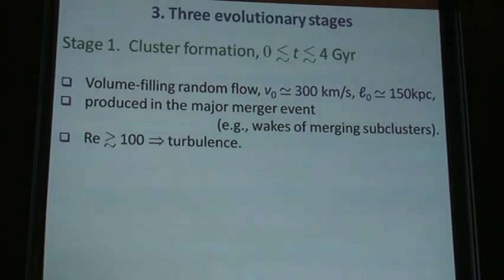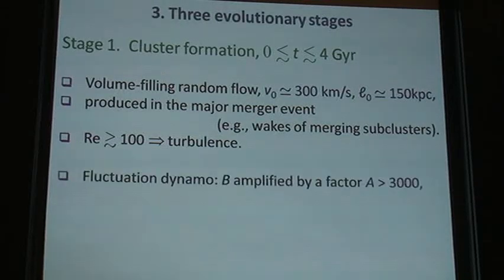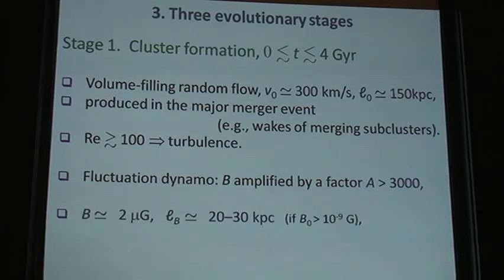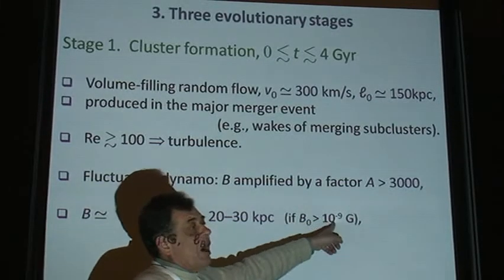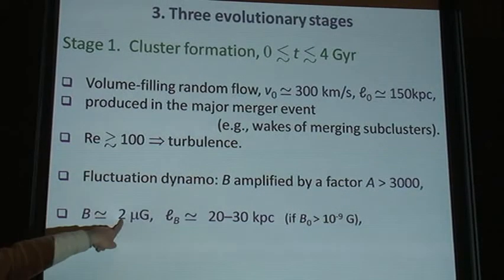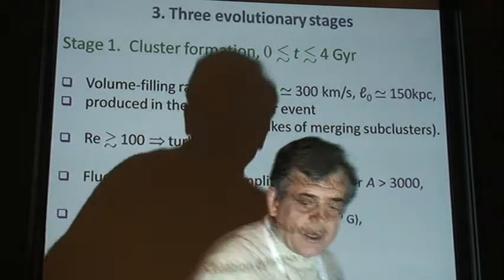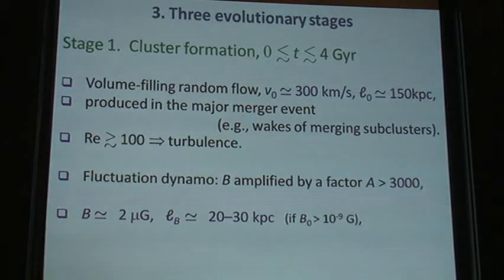The Reynolds number, which we can estimate with the best of our knowledge, is of the order of 100. Perhaps it's enough to drive turbulence. And during this time, there will be a fluctuation dynamo action with a time scale equal to the eddy turnover time here. This means that the magnetic field will be amplified by a factor of 3000 during this stage. So if the initial field was 10 to the minus 9 gauss or stronger, we shall get a field of the order of 2 microgauss at this scale. So this field produced by the fluctuation dynamo will be concentrated into ropes.